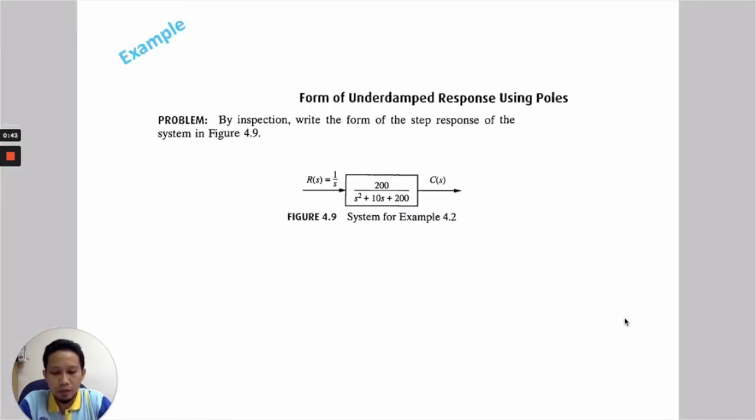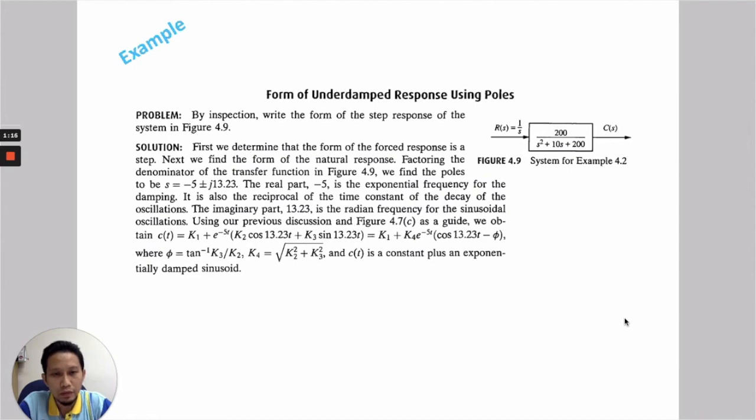So let's go to some examples. We have this example here. By inspection, write the form of the step response of the system in figure 4.9. We have a system 200 over s squared plus 10s plus 200, and the input here is a step signal. What we need to do is find the poles of the system.